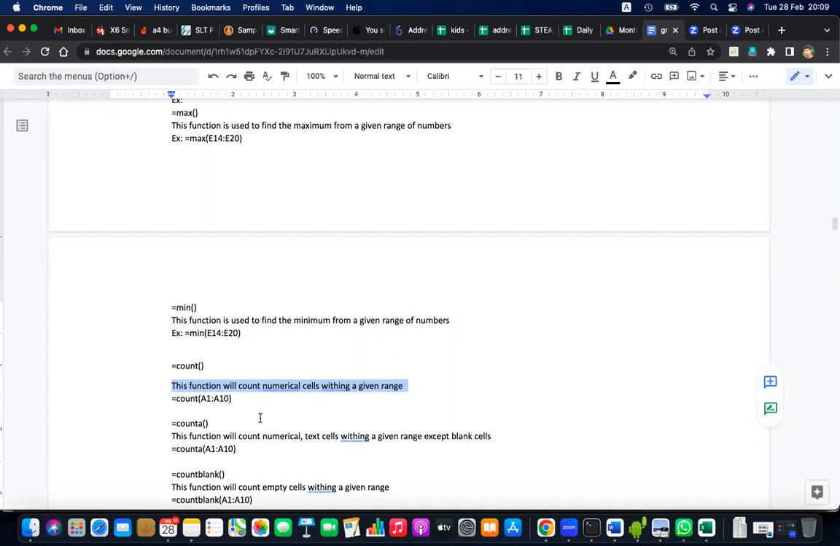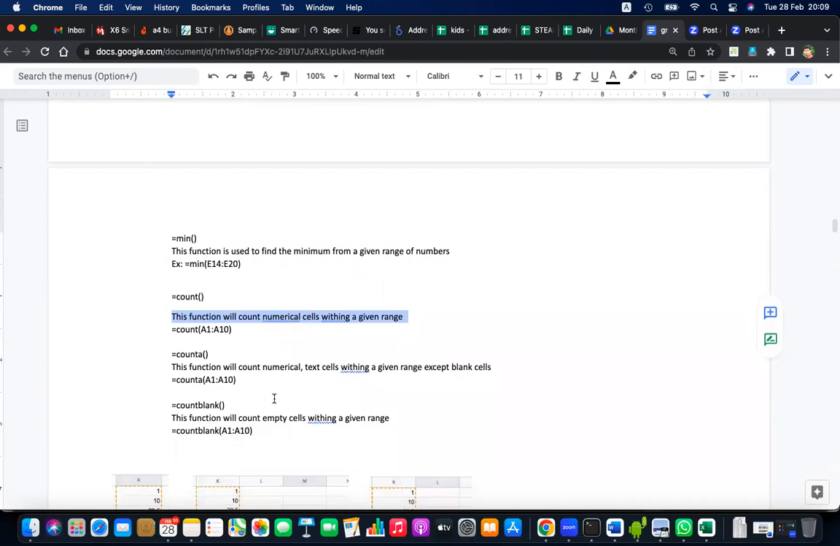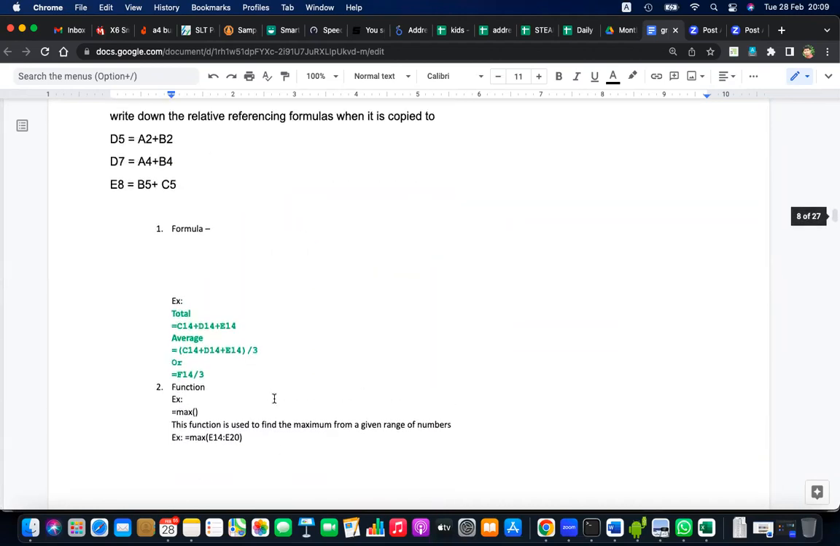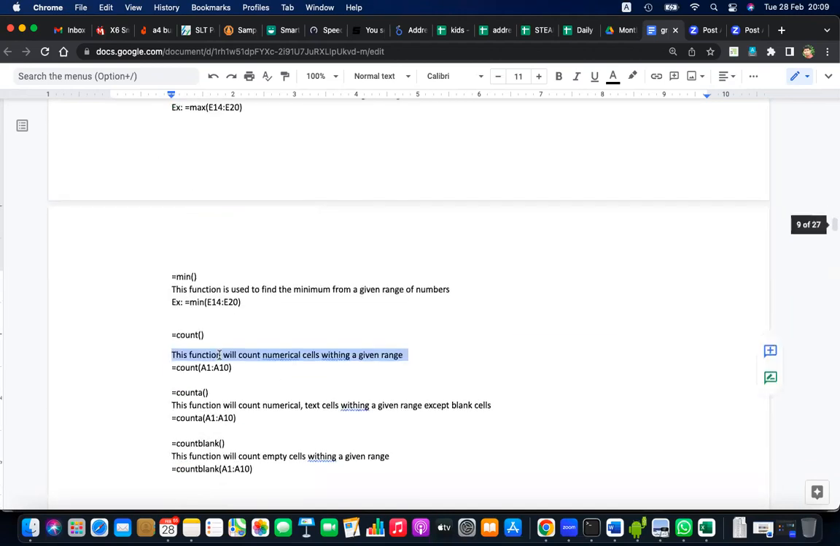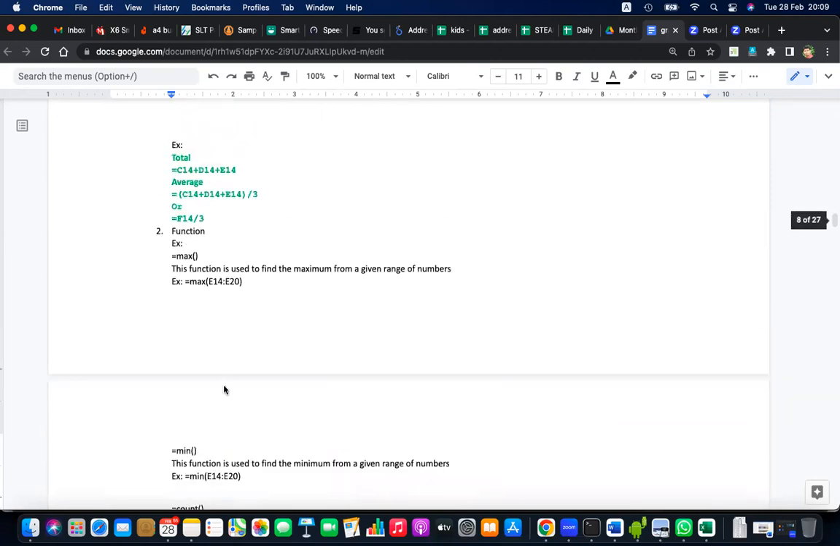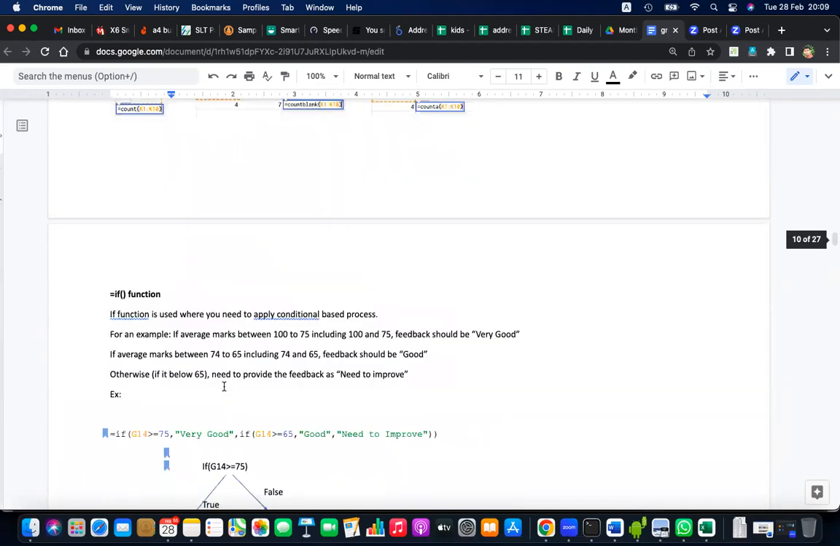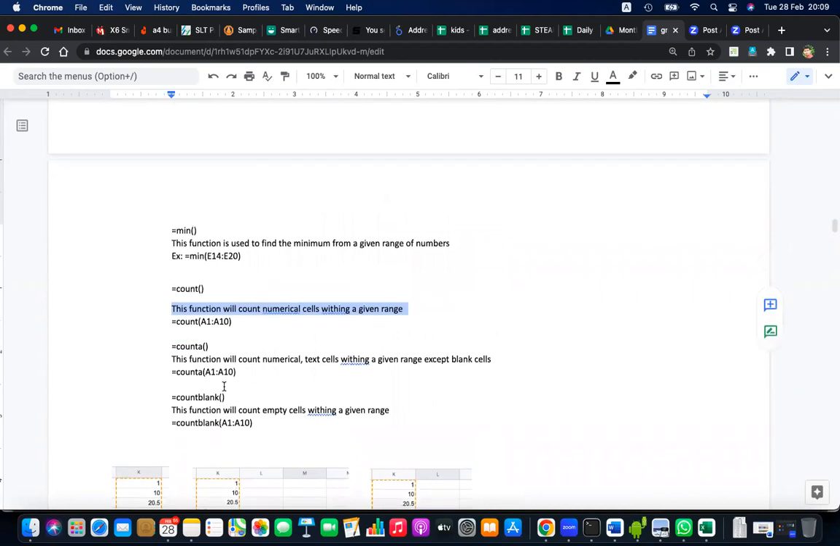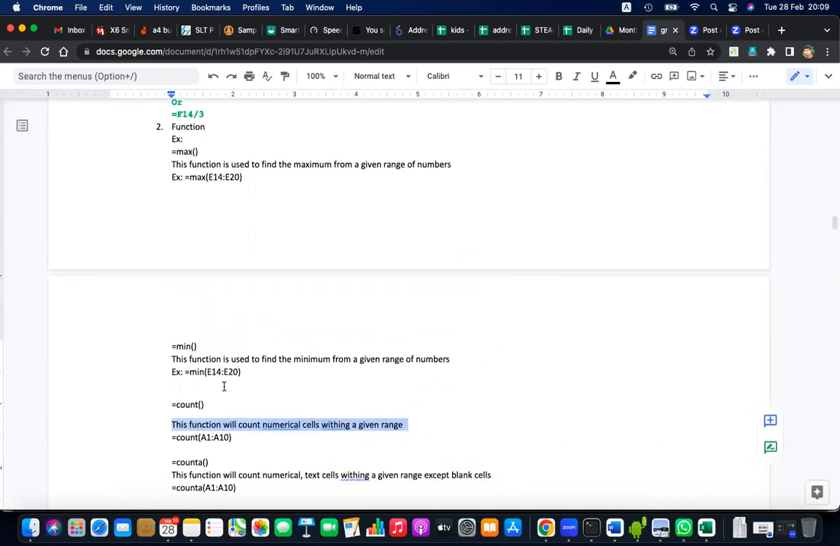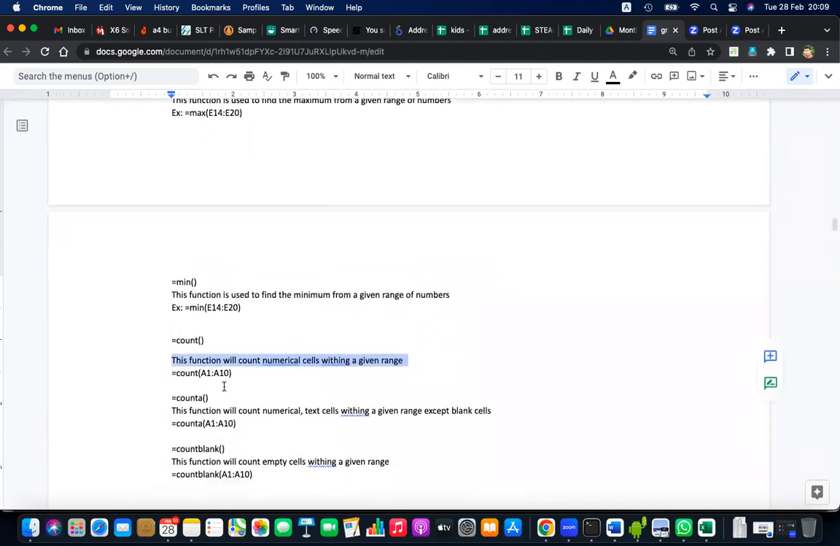And what next? Then COUNTBLANK. COUNTBLANK will count the blank values, empty values in a given range. You need to remember them, right? Max, Min, Count, CountA, CountBlank. And also sum and average. Sum will find the total. Average will find the average. So please remember these functions.